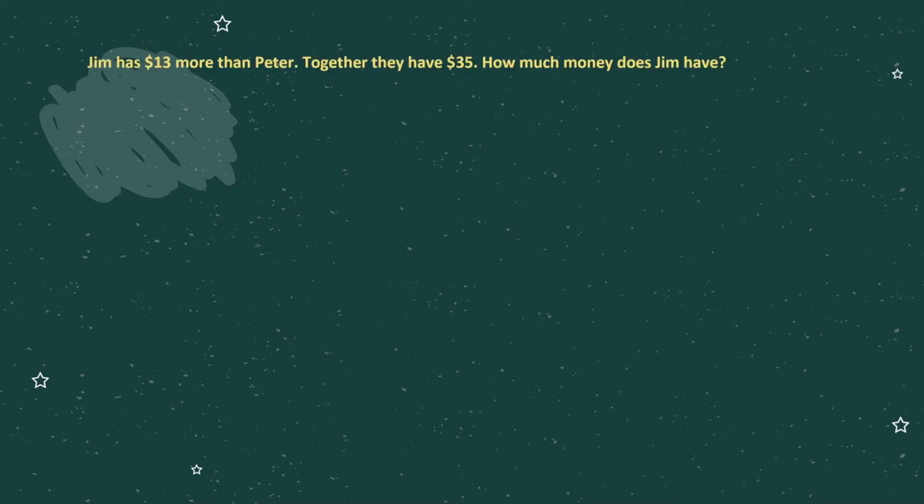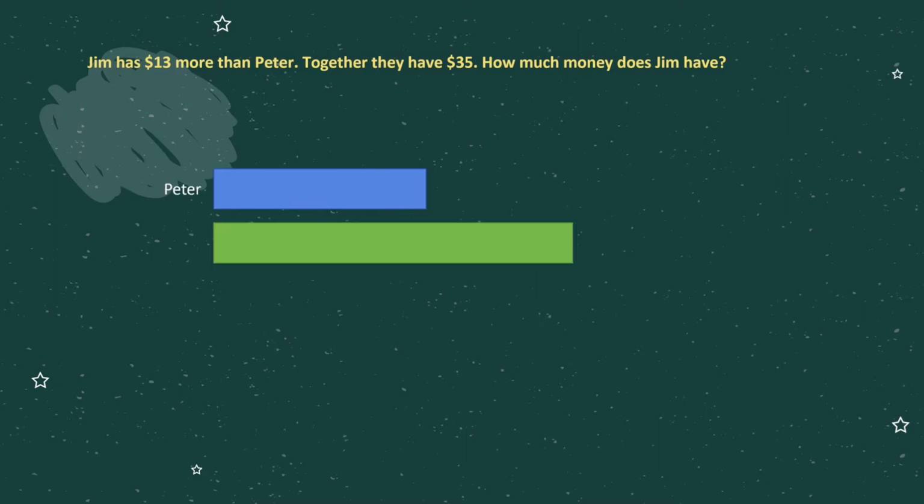We have the same question here. We will start with the first part. Jim has $13 more than Peter. So let's draw two bars to represent the amount of money that each person has. We'll draw one for Peter like this and one for Jim like this. Jim's bar is longer because we know that Jim has more money.